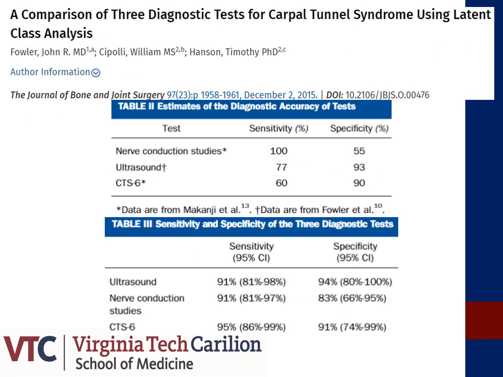Here we are able to compare the three diagnostic tests for diagnosis of carpal tunnel syndrome, including electrodiagnostic studies, ultrasound, and the CTS-6. Again, when looking at the sensitivity and specificity of these diagnostic tests, best identified in Table 3 at the bottom here, you can see that ultrasound is appropriate for use in diagnosis of carpal tunnel syndrome.